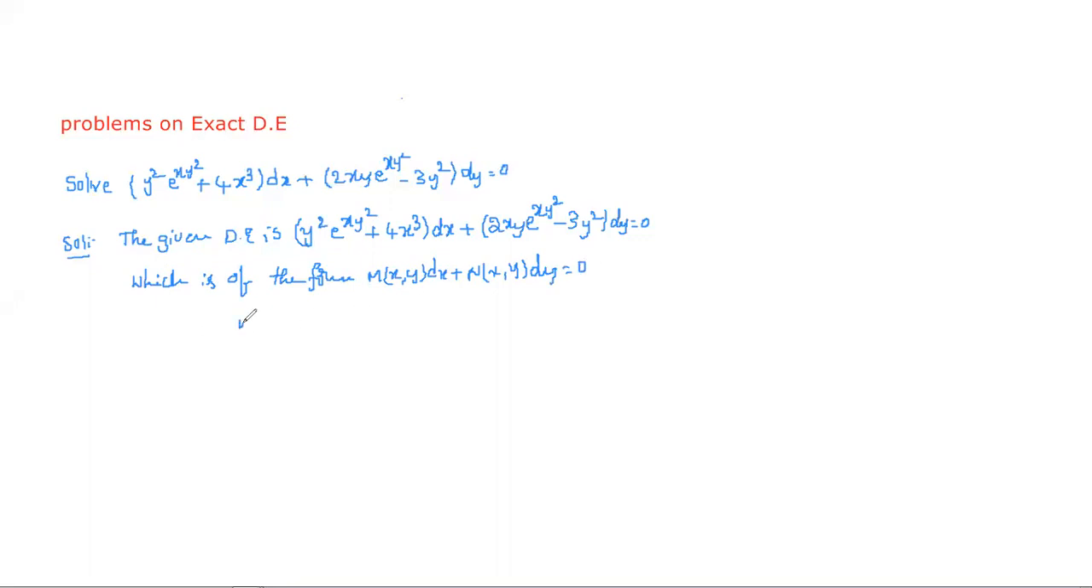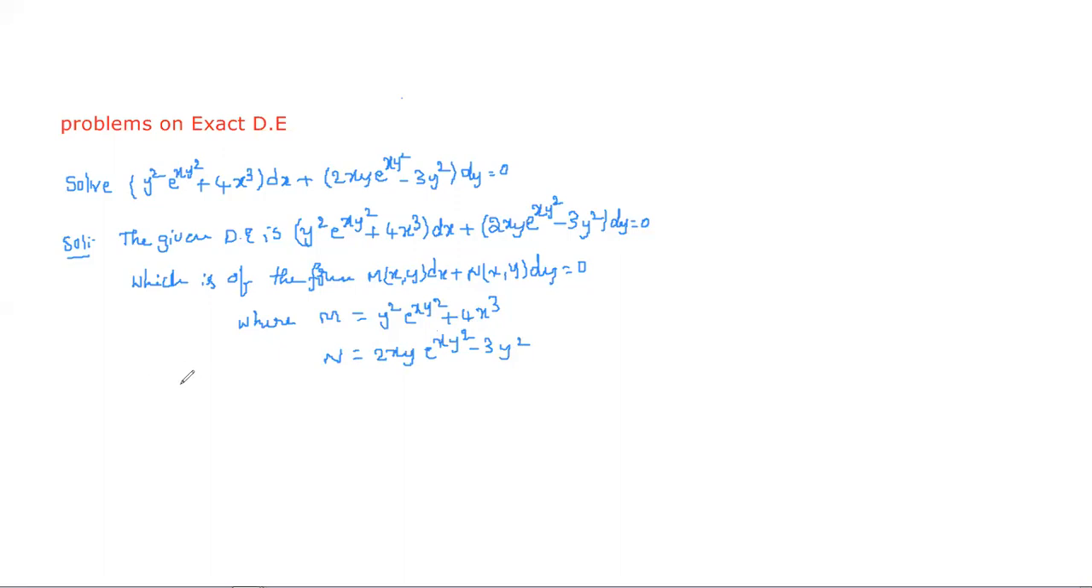We said already that it is in the form of M dx plus N dy, and now we are writing M and N separately. So M is equal to y² e^(xy²) plus 4x³, and N is equal to 2xy e^(xy²) minus 3y². So this is the first step: we need to identify M and N. Next we need to check the condition. What is that condition? ∂M/∂y is equal to ∂N/∂x or not.